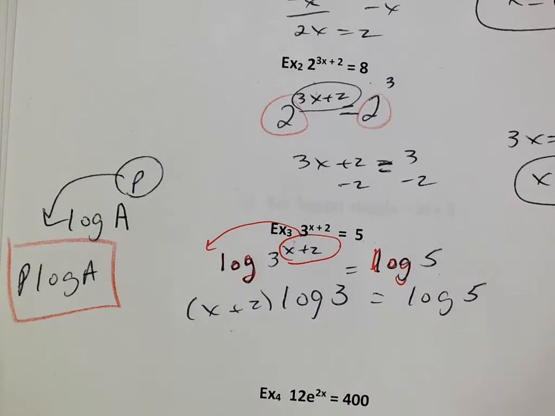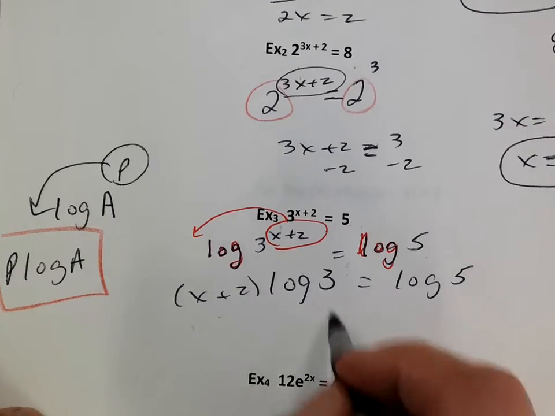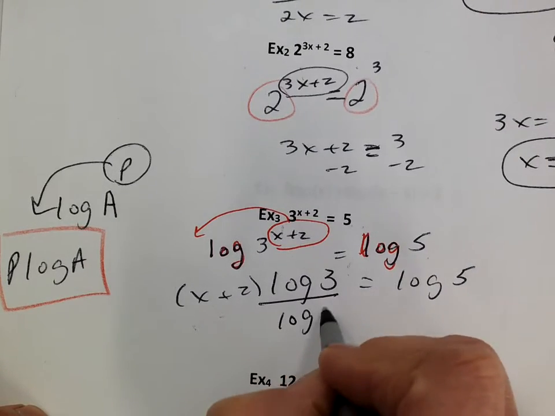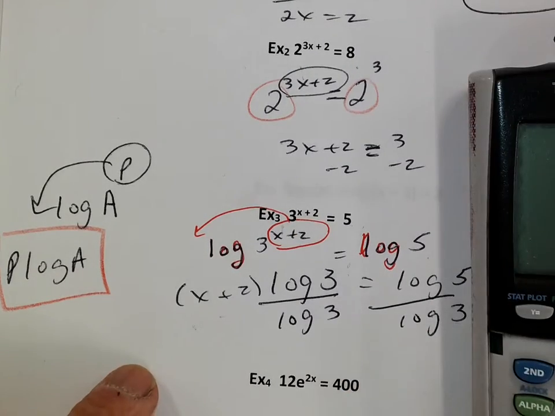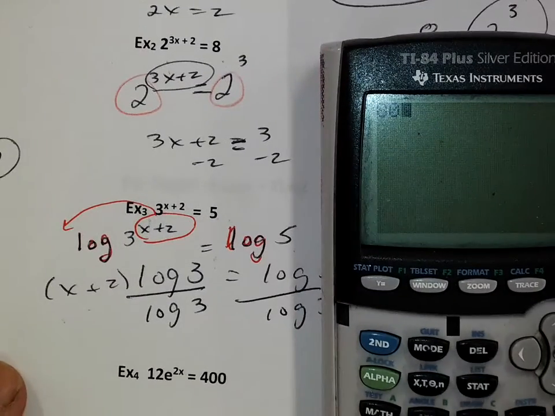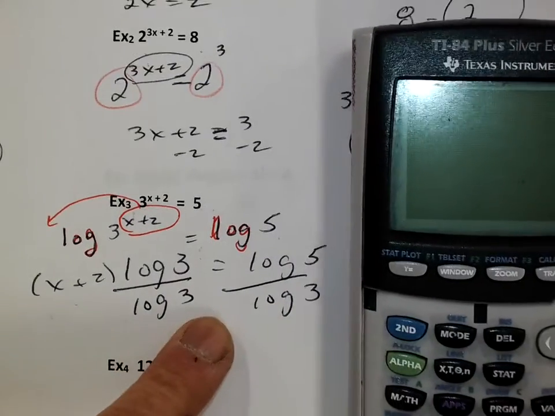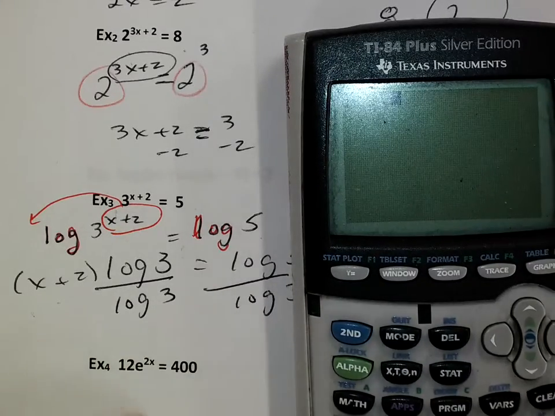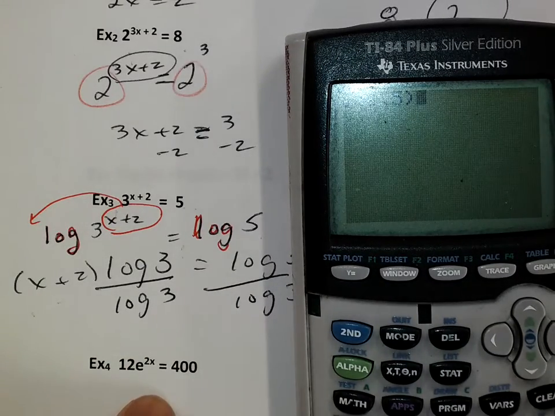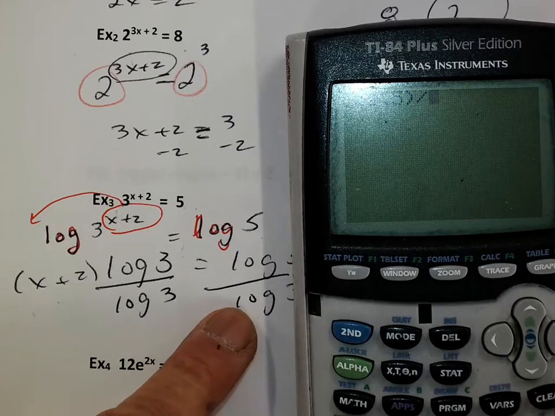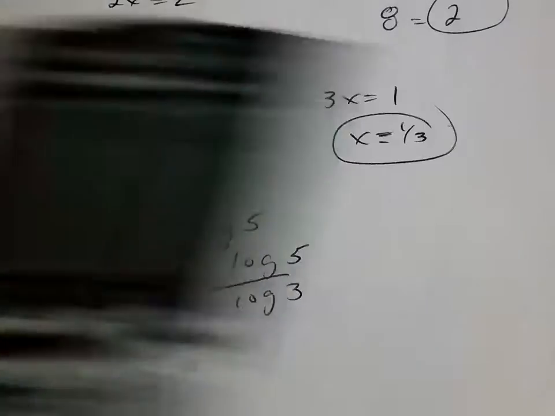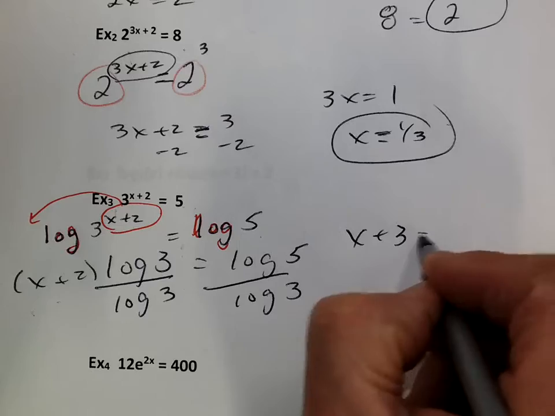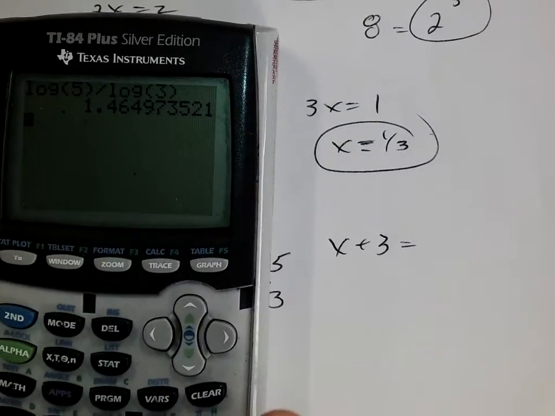Now x is no longer in the exponent, so I'm going to solve for x. I'm going to get a decimal, and I can deal with that. First thing I'll do is divide by log 3. I'm going to use my calculator to do that. I'll clear, then log 5, regular log on your calculator, 5, close your parentheses, divided by log 3. So I get an answer of about 1.465.